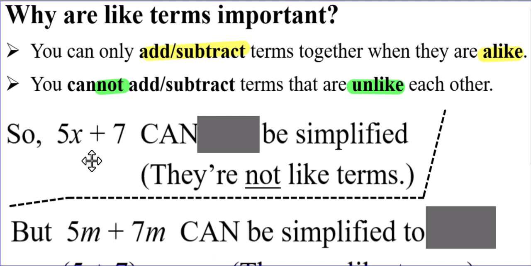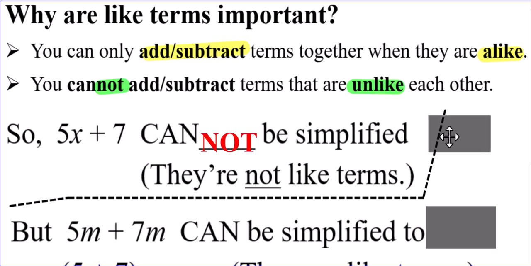So take a look at the example we have here, 5x plus 7. Are they like terms? No, they're not. 5 has an x, 7 does not. So they cannot be simplified. Fill in that blank. Cannot be simplified because they are not like terms. You cannot add them together and get 12x. No.